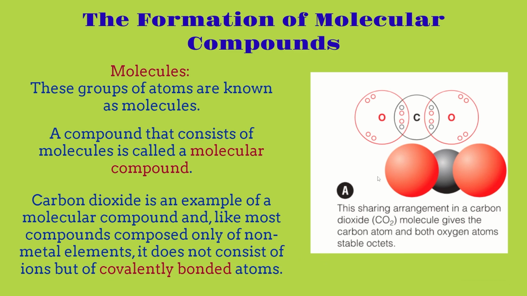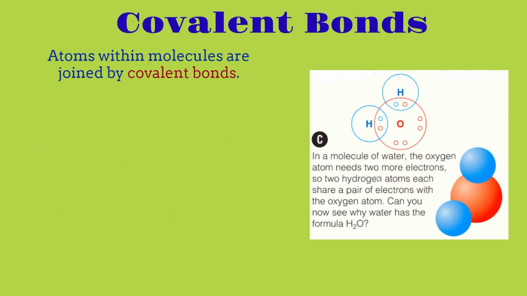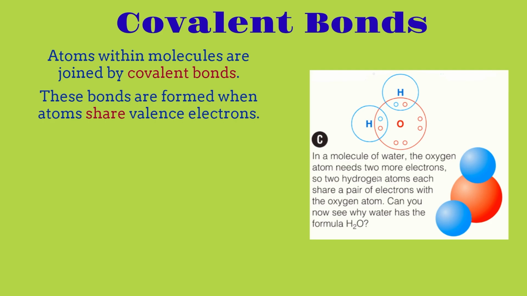So inside of molecular compounds, usually only non-metals go together, and since they're sharing electrons, there's not going to be any ions. Another word for molecular compounds is covalent bonds. So now we're going to talk more about covalent bonds. Atoms within molecules are joined by covalent bonds, and these bonds are formed when atoms share valence electrons.